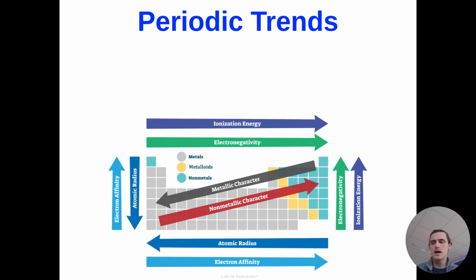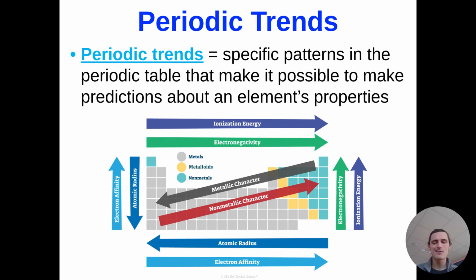Now, periodic trends, these are specific patterns in the periodic table that make it possible to make predictions about an element's properties. Like we've been seeing with valence electrons, the periodic table is set up in a particular order. There is a pattern to it, and so we can predict what an element's going to be like based on where it's located. You can see the arrows here, and we're going to talk through a few of these in a moment.